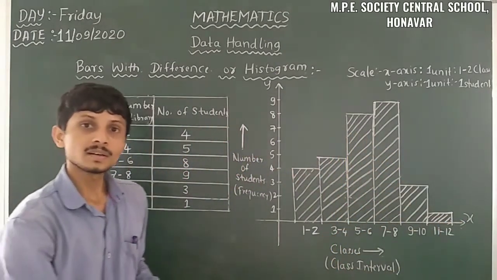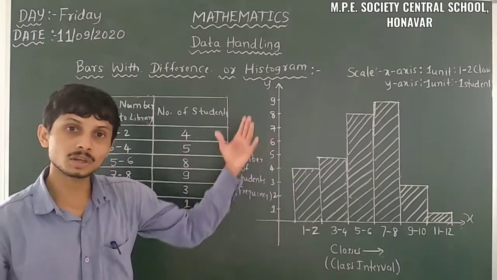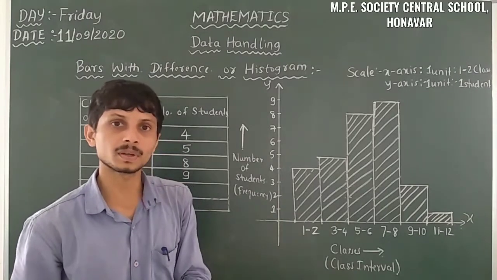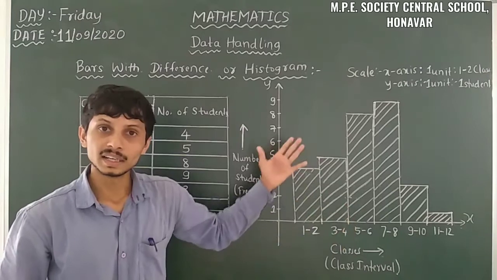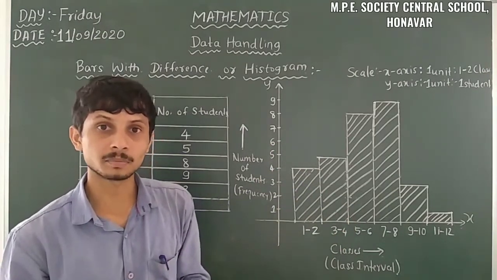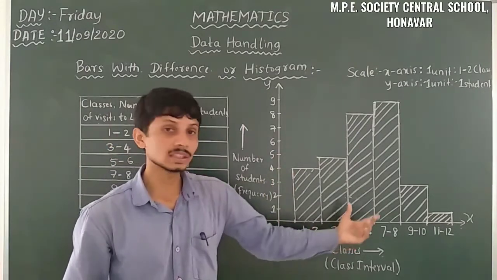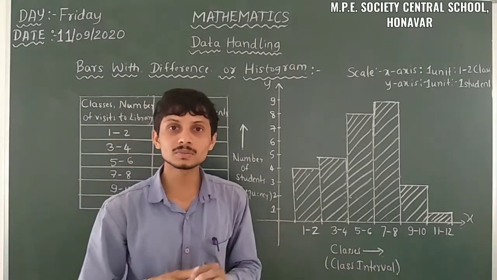So this is the procedure of drawing the histogram, the procedure of constructing the histogram. It is better to draw it on graph paper; it's very easy to draw. We can draw in a notebook also, but we have to take exact measurements. Each distance is equidistant here and here also, so maintain the equidistance wherever possible.